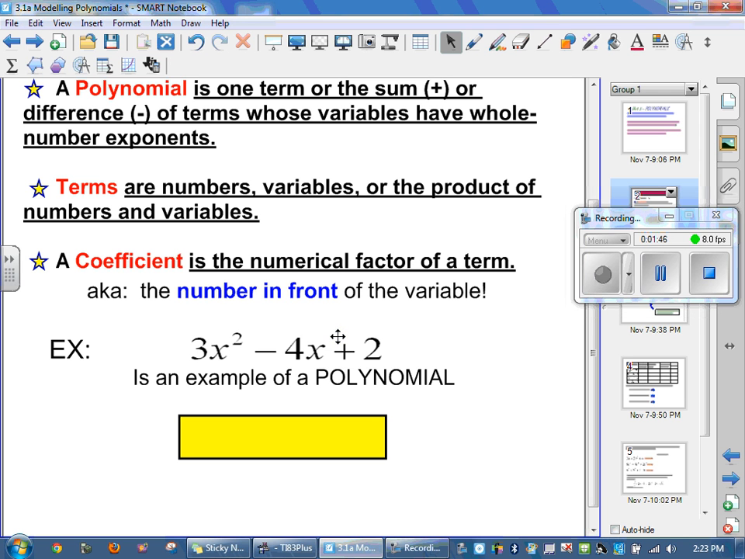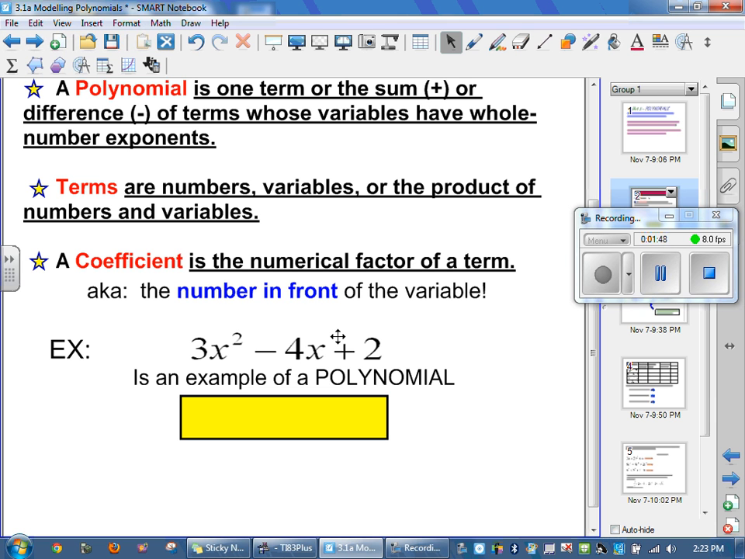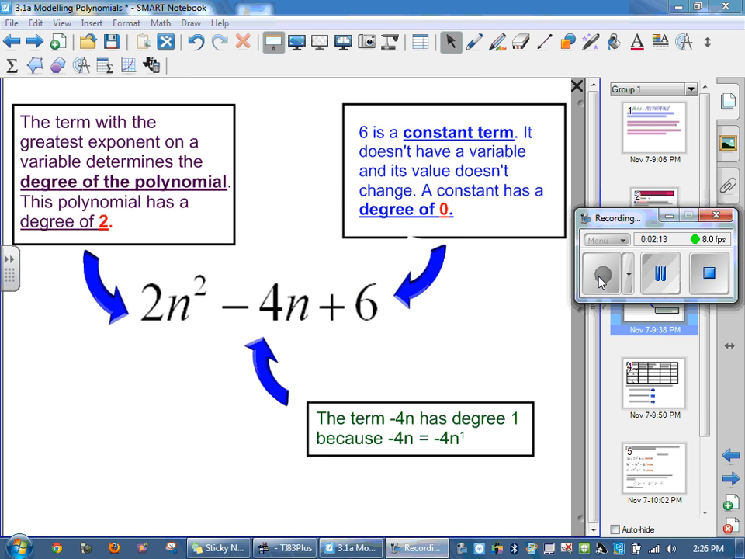Here's an example of a polynomial. We've got 3x squared subtract 4x plus 2. The coefficients are numbers in front. So a 3 and a negative 4 are coefficients because they are numbers in front of variables. Well, it's a subtract sign, but it also means plus and negative, right? So that sign belongs to the 4.